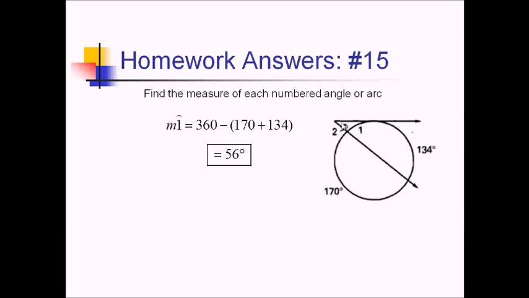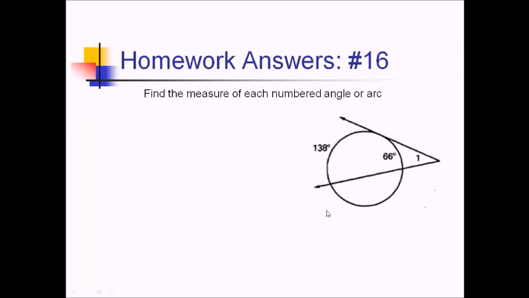And now angle 2, that's going to be the half of the difference of this arc and this arc that we just found. So 1/2 of 134 minus 56. Well, let's see, what is 134 minus 56? Minus 50 would bring us to 84. Minus another 6 would bring us down to 78. So we're doing half of 78, which is 39 degrees.